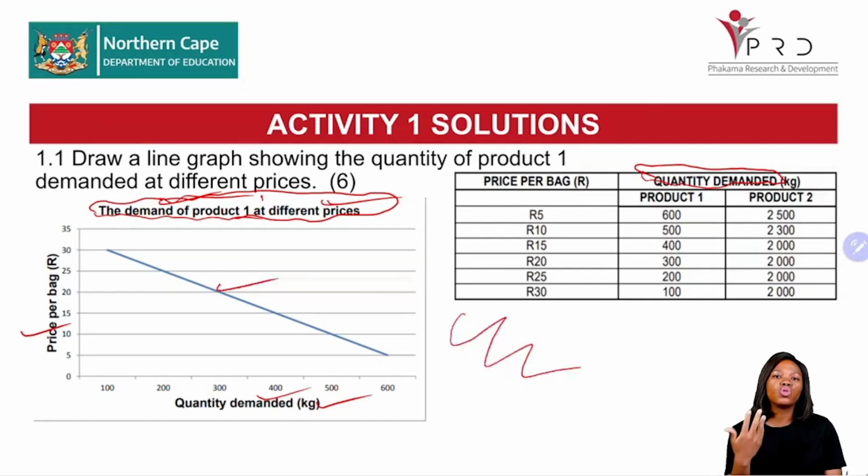And the last mark goes to accuracy. When we are looking for accuracy, we are looking at your plots. Are they correct? If you have 4 or 3 or more that are correct, then you will also be rewarded a mark for accuracy. So this is how you obtain 6 marks for just drawing a graph and writing the correct answers.